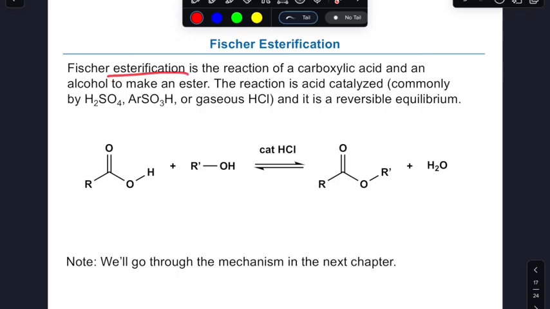This is Fischer esterification. You may have seen this before, and this is actually probably one that you've run in the lab at some point.